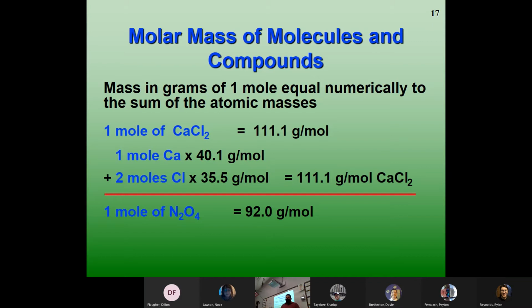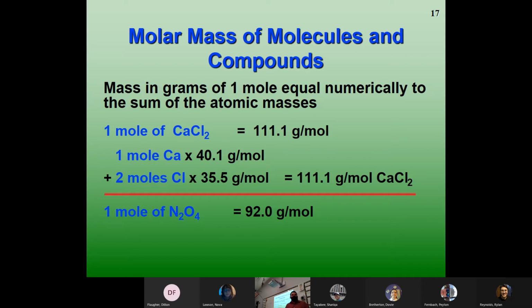Well, I need to figure out what 1 mole of Ca is. 1 mole of Ca is 40.1. And then I need 2 moles, because I have 2 in the formula, right? So Cl2. So I need 2 moles of Cl, which is 35.5 for each one. That gives me 71, plus the 40 will give me 111.1 grams per mole of calcium chloride.